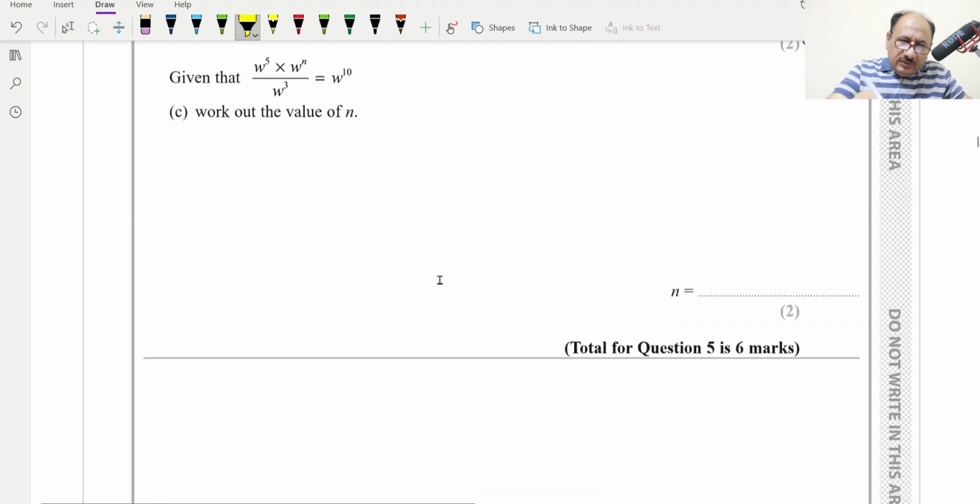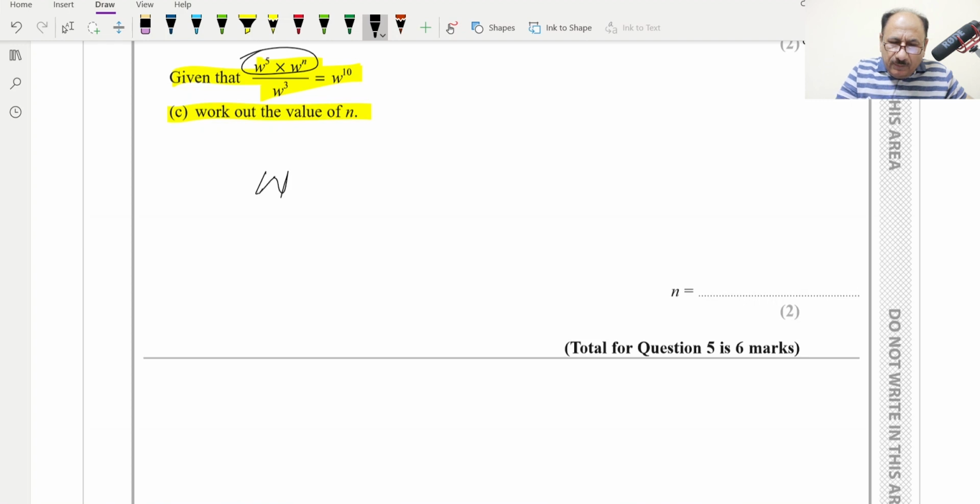C part, given that this equation is given, work out the value of n. For that one we will combine the powers of the numerator, so we can write w raised to the power, if bases are being multiplied, powers will be added, so it will be 5 plus n, and over w raised to power 3 is equal to w raised to power 10. This numerator we can shift as denominator, so this will be subtracted, and we will rewrite w raised to power 5 plus n minus 3 is equal to w raised to power 10.